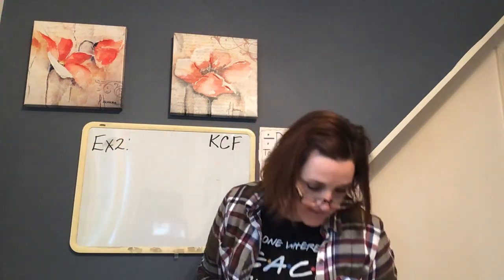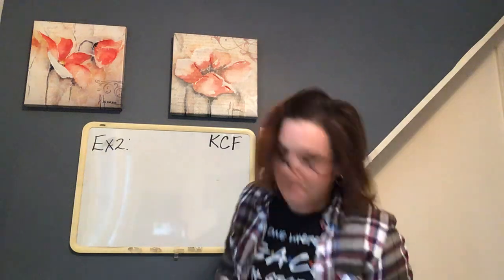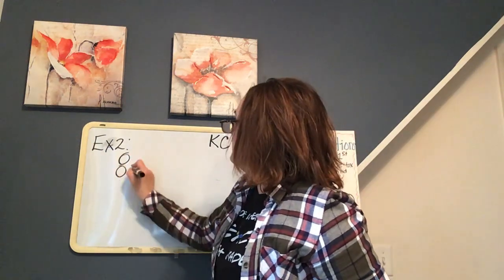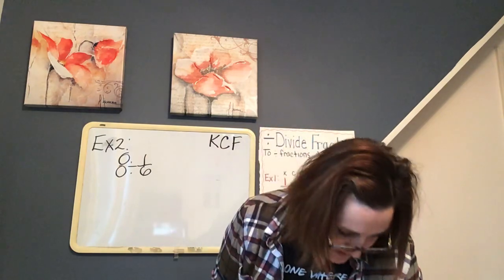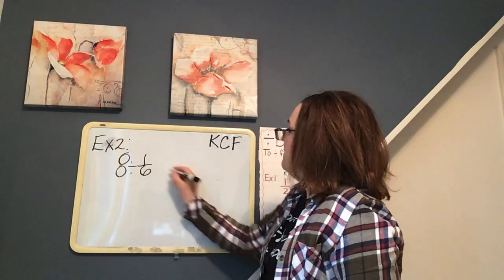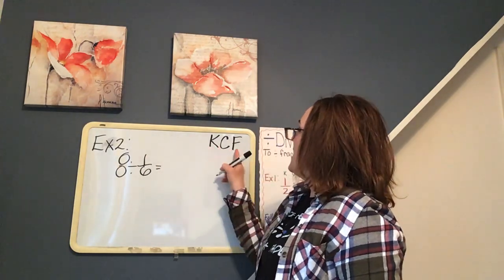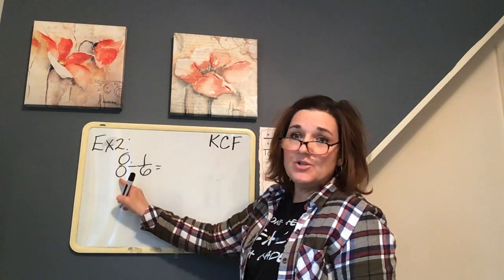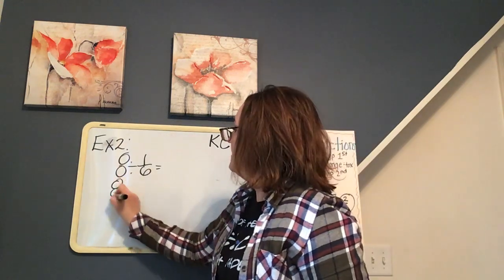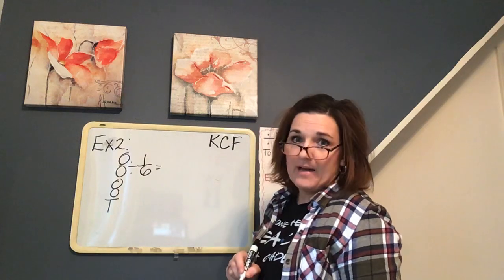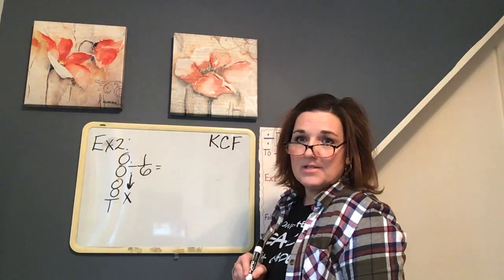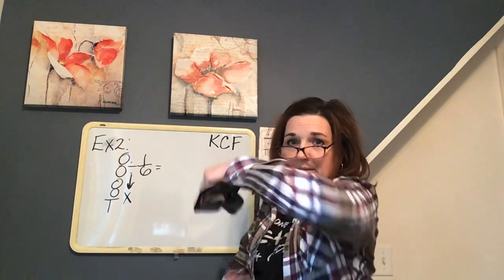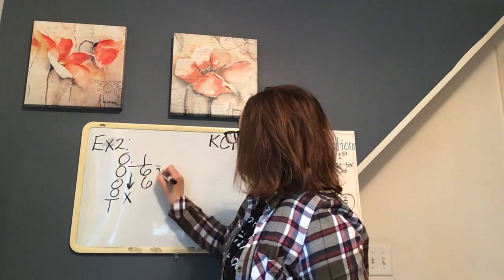All right, let's try another example. We're going to go with 8 divided by 1/6. You're not always going to have 1. You're going to have some other stuff, but keep, change, flip. The very first thing you need to do is make this a fraction. And we're going to keep that a fraction. Change that division sign to a multiplication. Flip that fraction over. Flip.